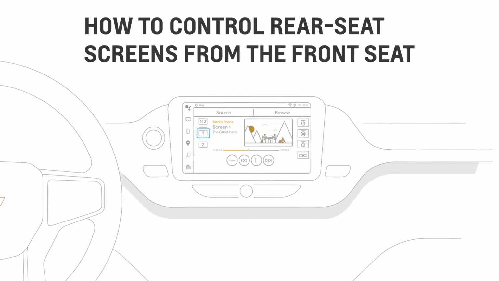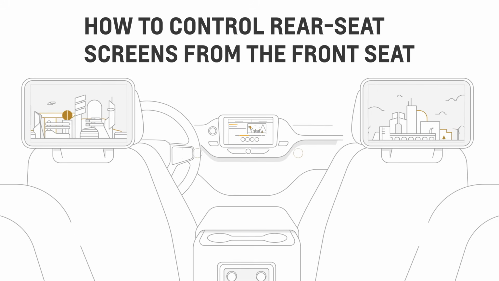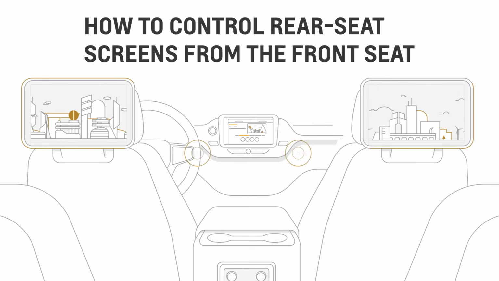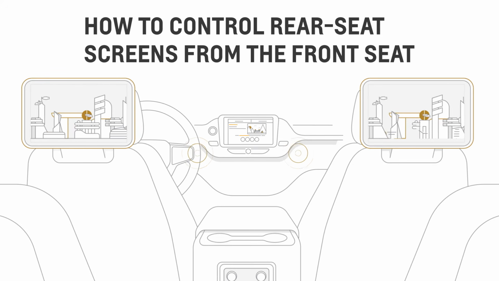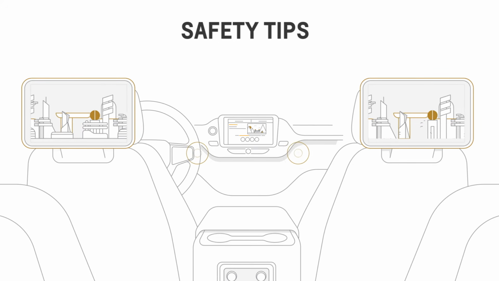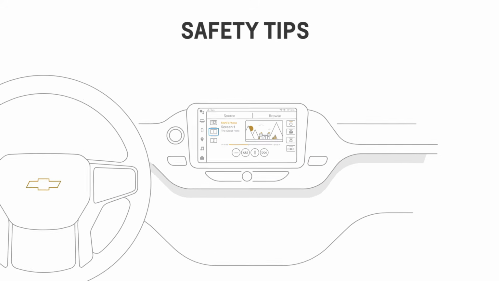While streaming to the rear screens, the front row is able to listen in on the content through the vehicle's speakers or start and stop screen mirroring to stream the same content on all the rear screens. Content can only be streamed to the rear screens.